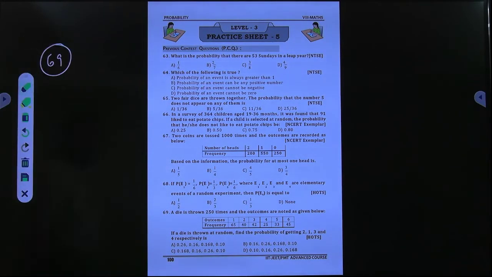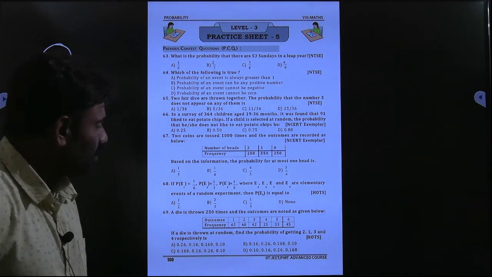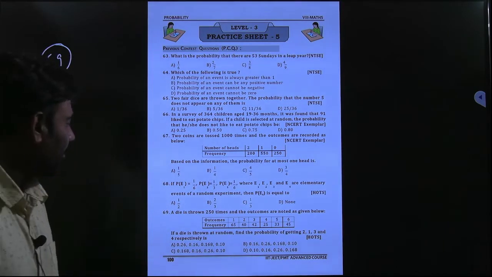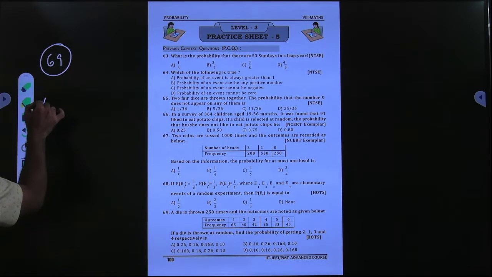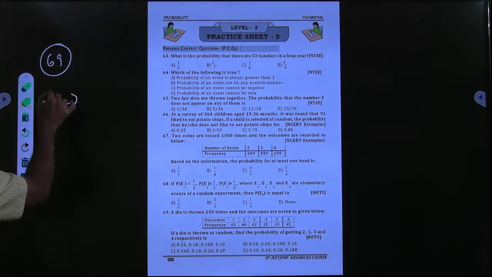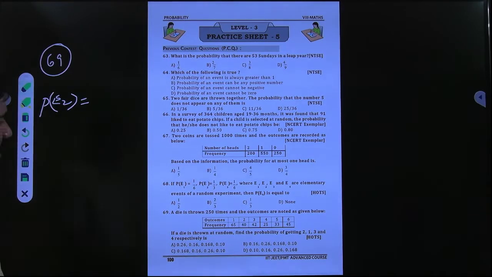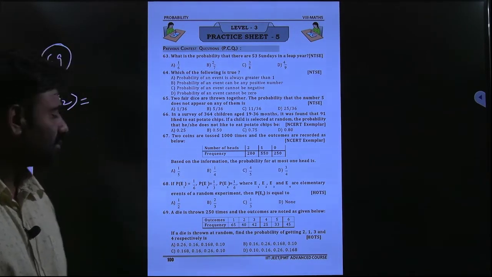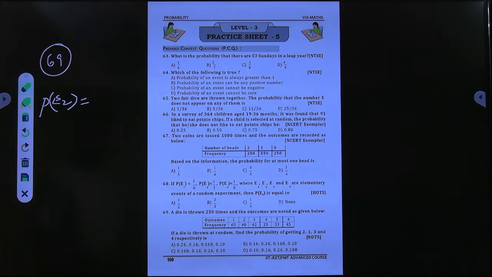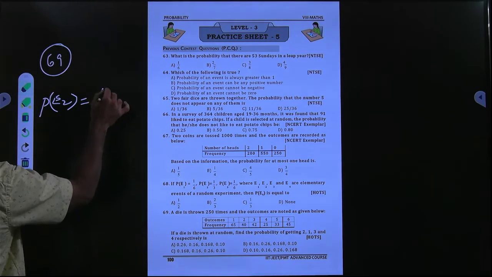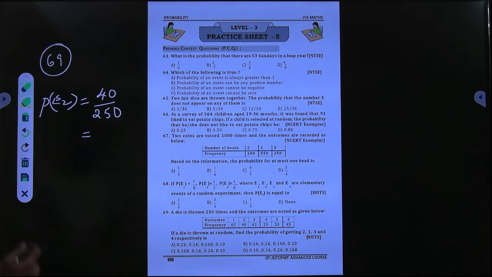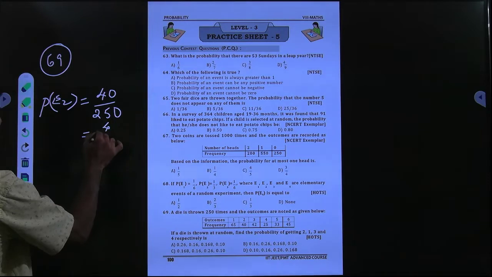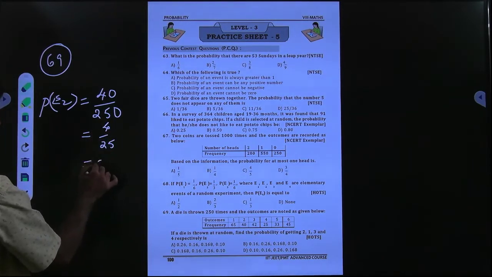Now what is the question? If a die is thrown at random, find the probability of getting 2, 1, 3 and 4 respectively. Let us take the probability of getting 2 as P of E2. Then the frequency of 2 is 40. These 40 are favorable outcomes, and the total number of outcomes is 250. Therefore, the probability of getting number 2 is equal to 40 by 250, which is 4 by 25. 4 by 25 is nothing but 0.16.